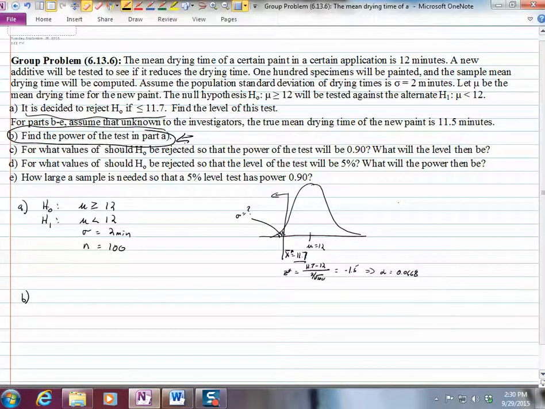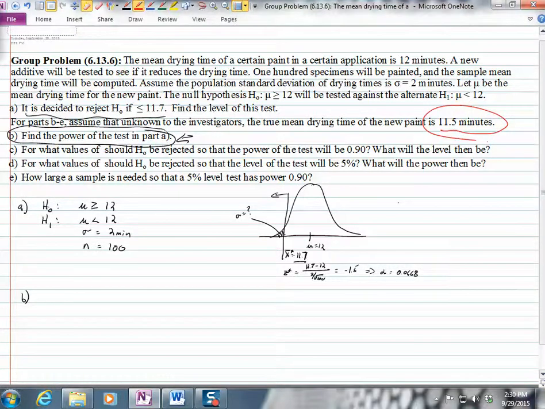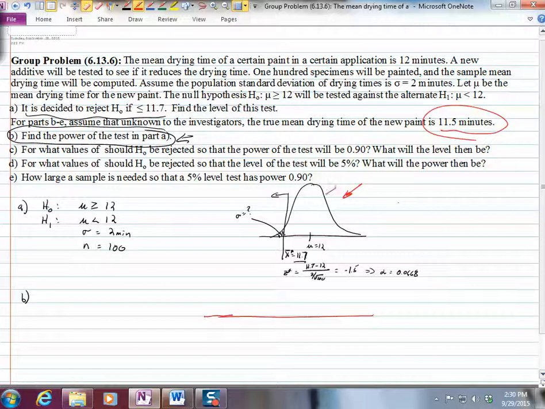So now for part B, it says find the power of the test to detect the situation in which the mean really isn't 12, but it's 11 and a half. Right? Okay, so for part B, we say this is the hypothesis testing procedure, and we're asking what if the distribution is not centered there at 12, it's centered here at 11.5.